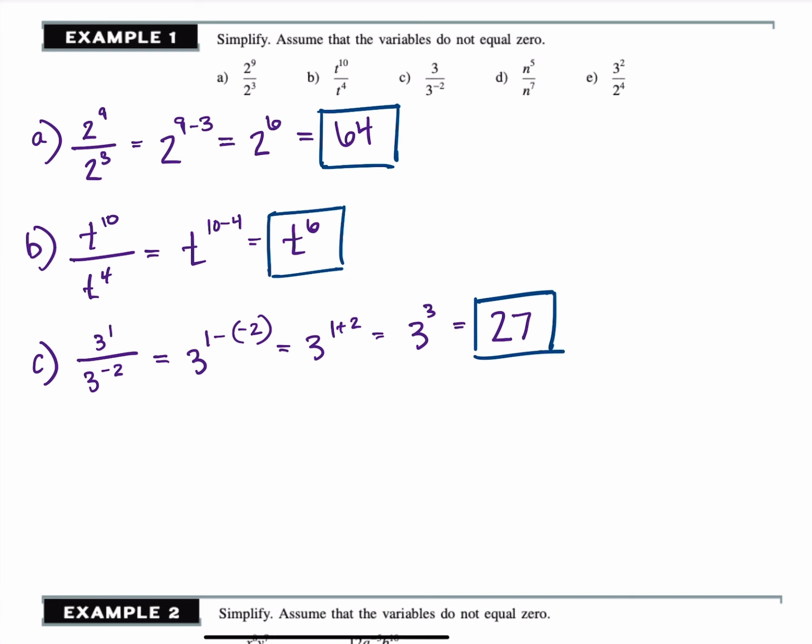which will give you 27. You can also view this, since this is a negative 2, it's actually going to bring this up into the numerator and join with that 3. So we have 2 3's joining with the 1 3 in the numerator.